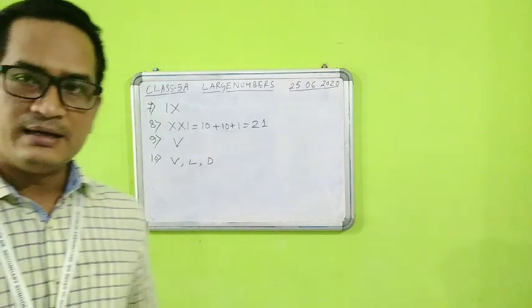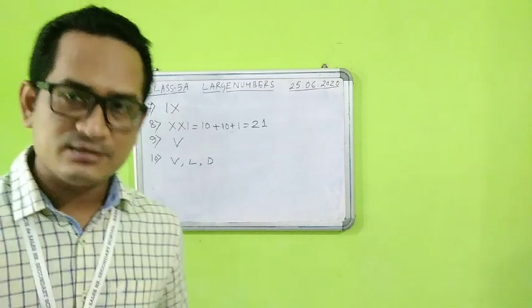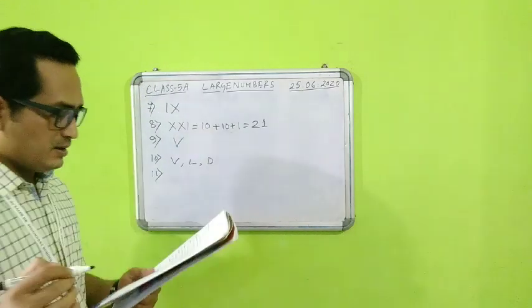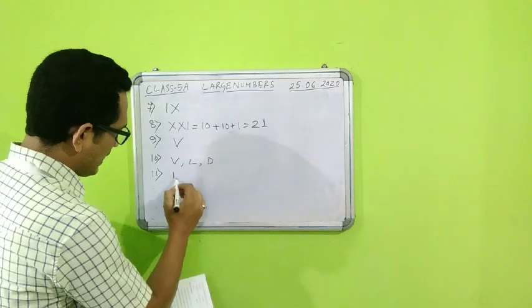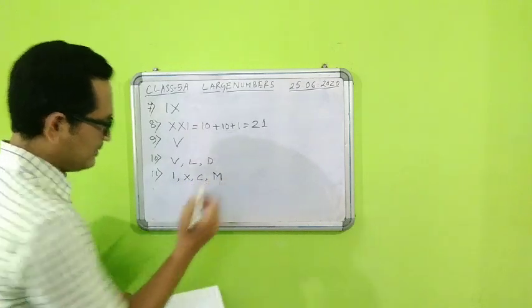These 3 Roman numerals are never repeated: V, L and D, as we have already discussed. Question number 11. Which Roman numerals can be repeated? The ones that can be repeated are I, X, C and M.